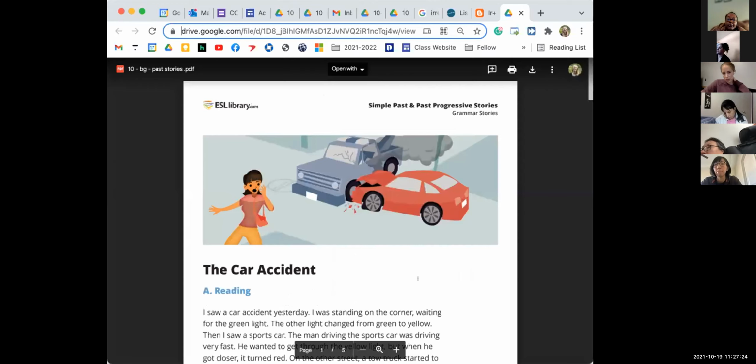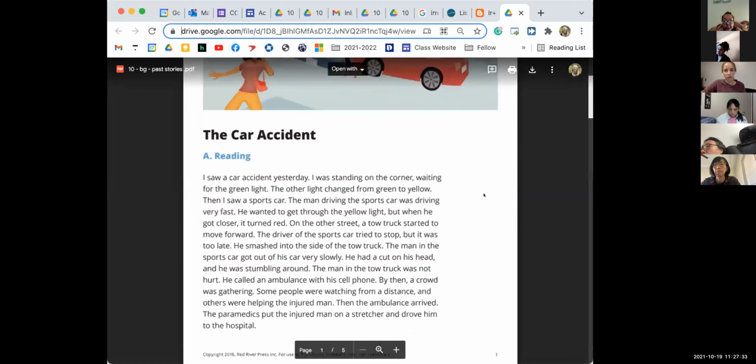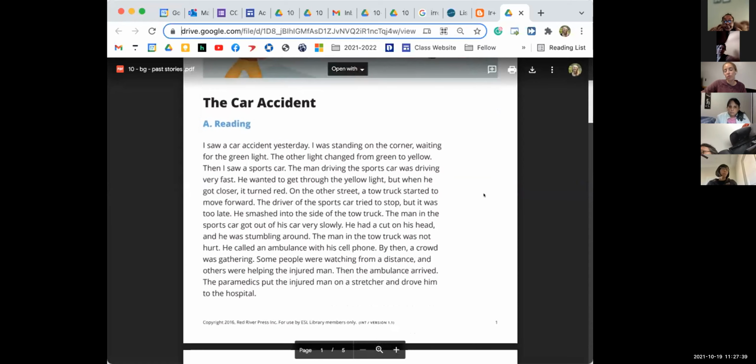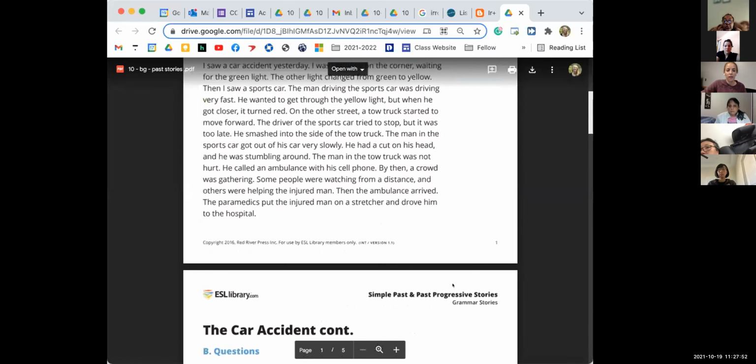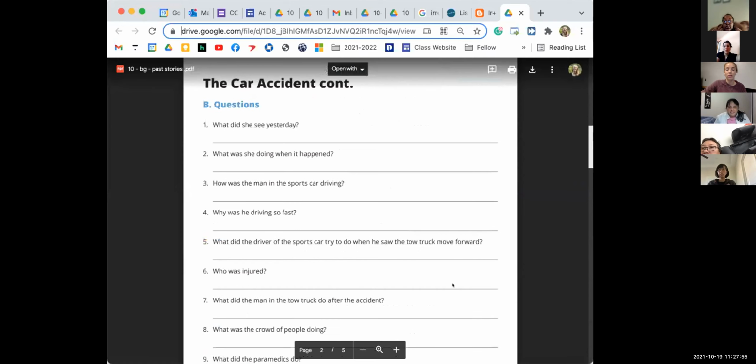All right, here's what it looks like. There are several pages here and you won't finish all of it in the time I'm going to give you. We'll take about 10 minutes for this. There's a short story that uses the verb in the simple past and the past progressive. So read the story together with your group. And then there are some questions to answer about the story. The questions use the simple past and the past continuous.